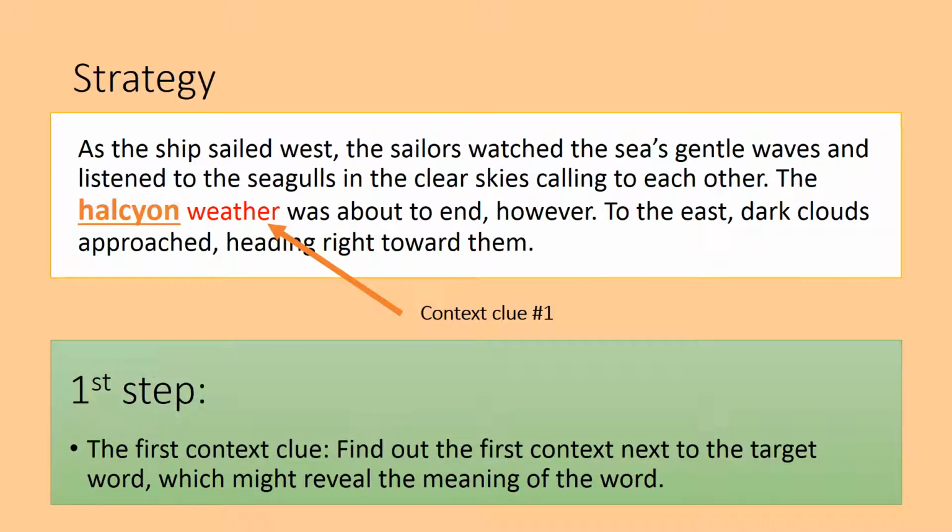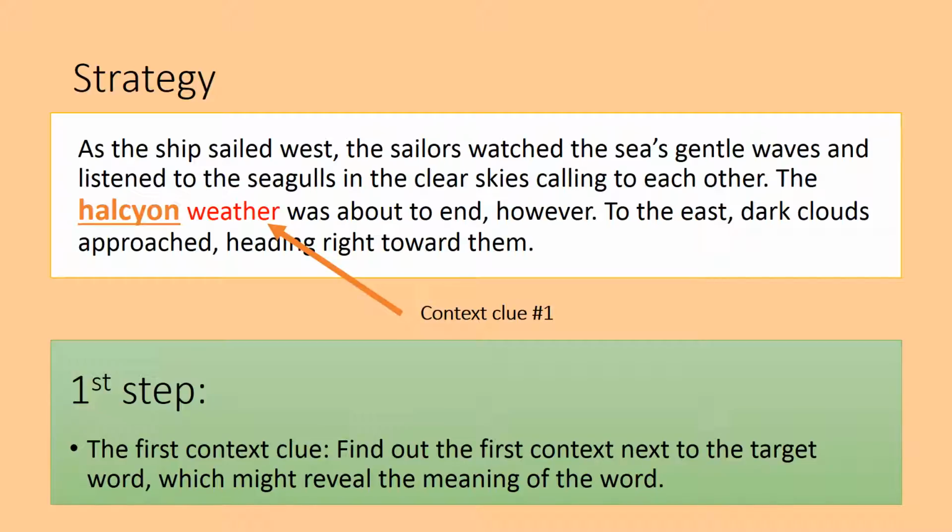The first strategy is to simply go ahead and look at the words that surround our underlined word. In this case, we do find a context clue, which is weather. Halcyon is a kind of weather. Halcyon is used as an adjective. We know that in this case, halcyon describes a certain type of weather. Based on this context clue, we do not know what kind of weather or which type of weather, but we can use other context clues scattered throughout the paragraph to find what kind of weather is described.